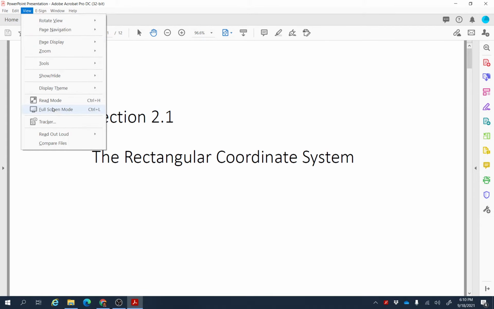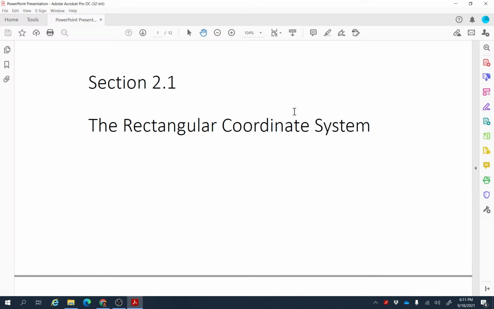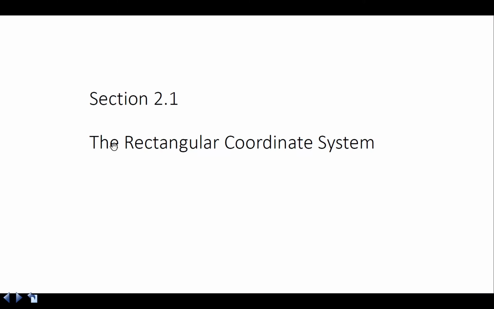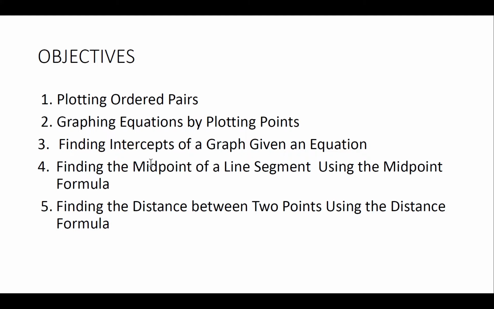Okay, so this is section 2.1, and we are going to talk about the rectangular coordinate system. This is a very important section because this is the introduction to the coordinate system we are using.